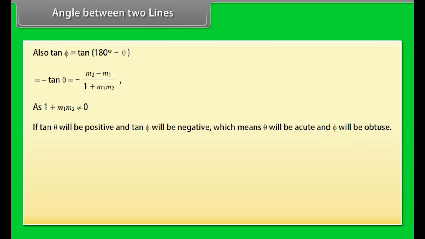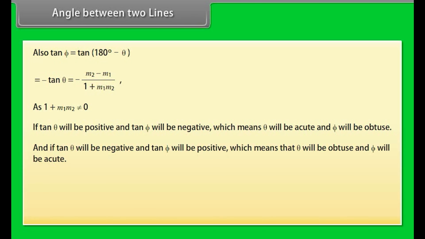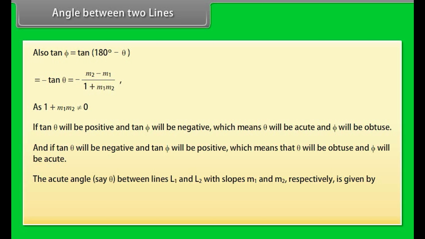If tan theta is positive and tan phi is negative, which means theta will be acute and phi will be obtuse. And if tan theta is negative and tan phi is positive, which means that theta will be obtuse and phi will be acute. The acute angle, say theta, between lines L1 and L2 with slopes m1 and m2 respectively is given by tan theta is equal to modulus of (m2 minus m1) divided by (1 plus m1 m2), as 1 plus m1 m2 is not equal to 0.